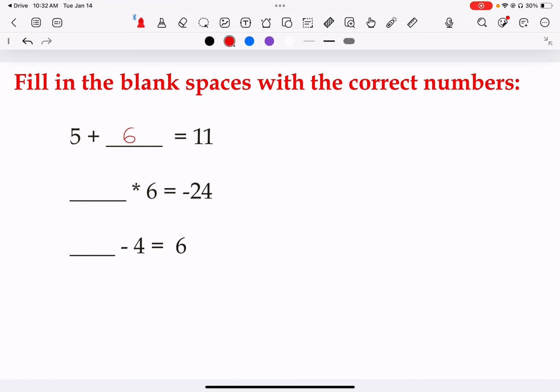Some number times 6 is negative 24, negative 4. Some number minus 4 is 6. 10 minus 4 is equal to 6.